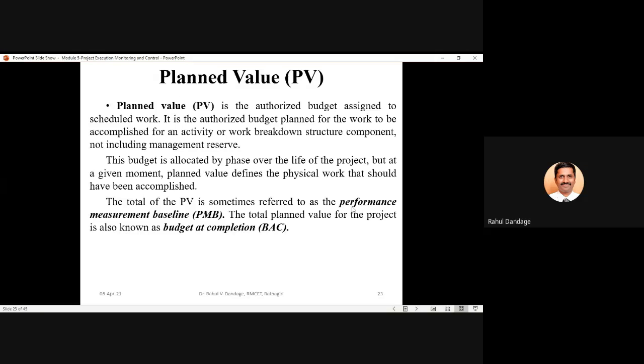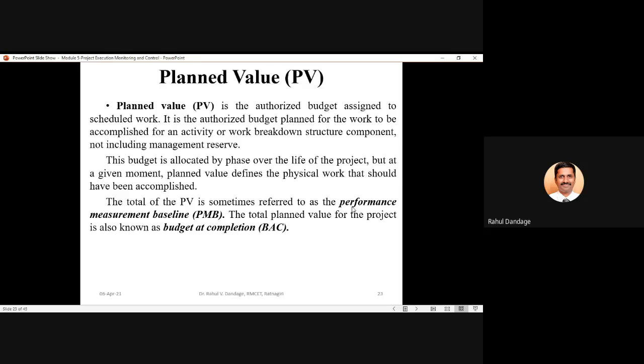This particular budget, that is planned value, is allocated by phase over the life of the project, but at a given moment, planned value defines the physical work that should have been accomplished. So whenever we talk about the planned value, ideally this is the overall authorized budget which is allocated for the overall life cycle of your project, the entire project. But whenever you talk about any particular point of time during the life cycle of the project, in that case the planned value will define the physical work that should have got completed by that particular time.